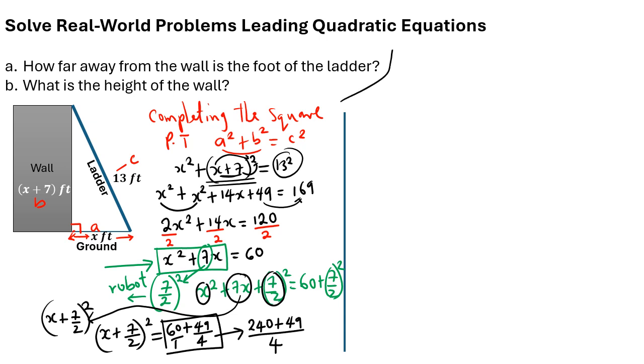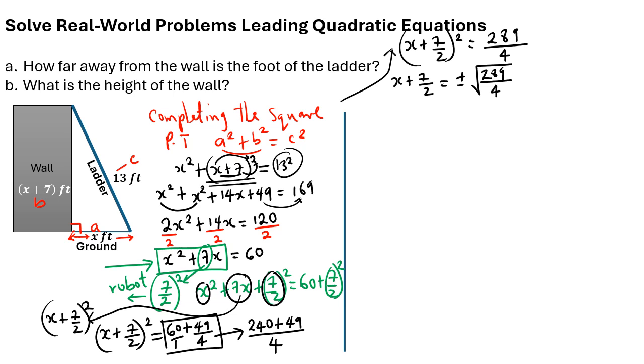I'm going to move up here, borrow some space so that I can do that. I get (x + 7/2)² will be equal to 289 over 4. Cool. So from here, I will take square roots of both sides and not forget to add plus or minus to the right-hand side. So x + 7/2 will be equal to plus or minus the square root of 289 over 4. Good. So this is looking great so far.